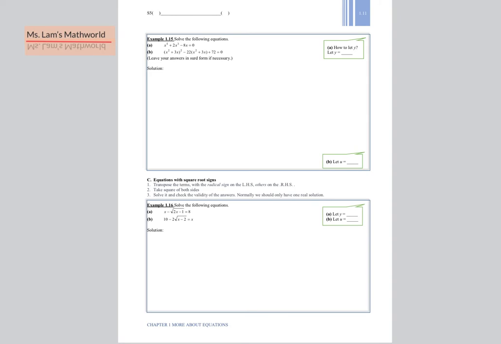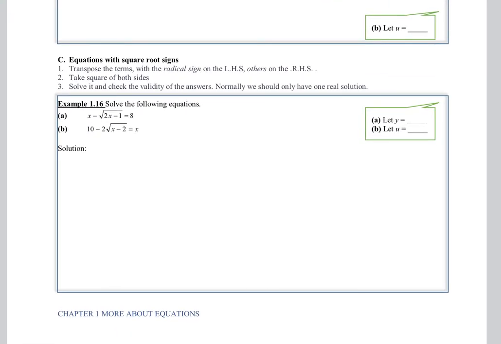Today we are going to discuss the way to solve equations with square root signs like this. If we want to solve this kind of problem, we need to take the square on both sides, with the radical sign on the left and everything else on the right. And in this session, you have no need to let anything, so please cross it out, because when we square on both sides, you already get the value of x to solve, right?